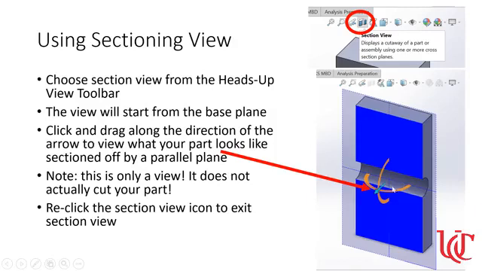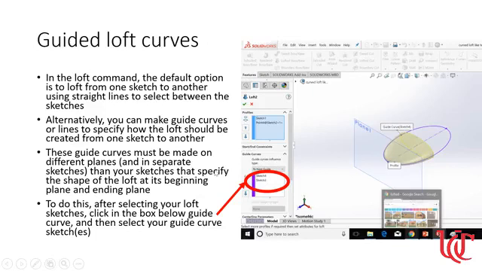When we have these complex parts, it's important to note that section view can be very useful. So this is my section view button. When I click on it, I can then drag in the direction of the arrow that shows up and see what's going on inside my part. When you click on the green check mark, it'll look like it's a solid part, but don't be scared. It did not actually cut your part permanently, anything like that. It's just to view it. It's only a view. If I re-click my section icon, it'll go away and look like my solid part that I had before. The other 3D command we'll learn today are guided loft curves.